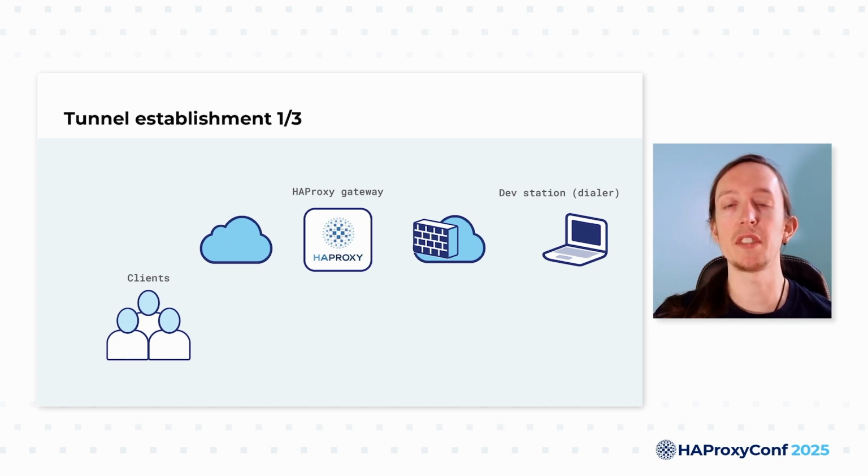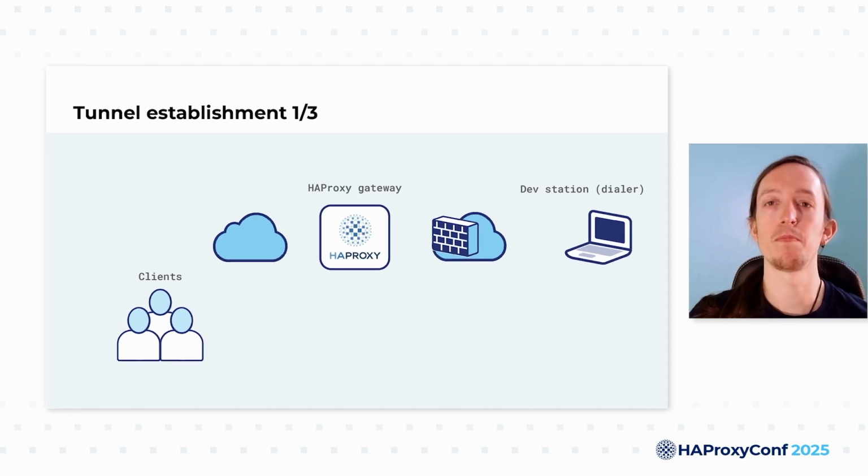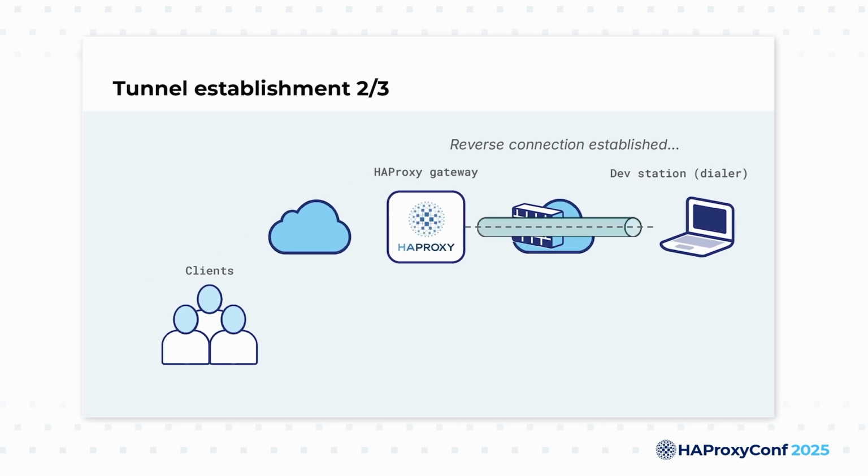We have already installed an HAProxy gateway, and there are clients on the left who may want to test the application. For now, the application is not ready, so the developer is not connected to the gateway. Now the developer is ready. It connects to the gateway, and the connection is flipped.